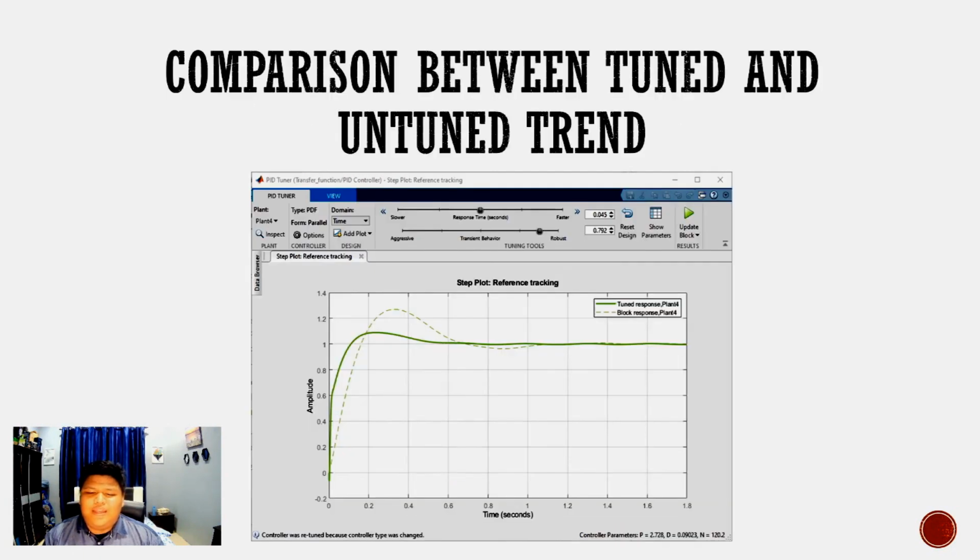Okay, so to see clearly what's happened, you can compare the trend side by side. As you can see, the dotted line is the untuned trend before we put on the PD parameter, and it clearly has a higher overshoot than the solid line. The solid line, by the way, is the tuned trend. Also, the dotted line has a longer settling time compared to the solid line. So it is concluded that the PD parameters will make the overshoot lower and the settling time shorter.